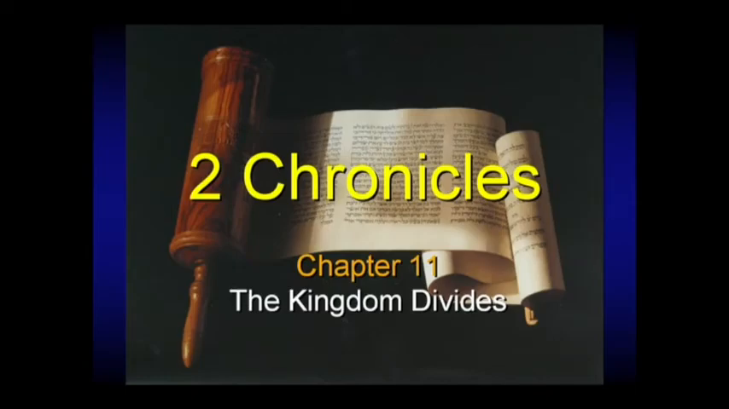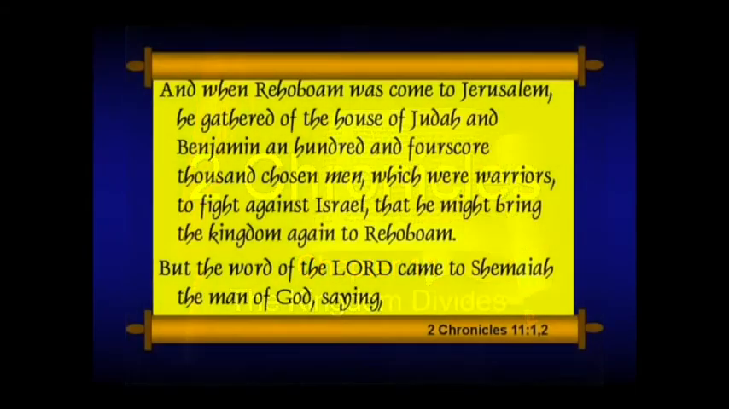So the kingdom divides because of Rehoboam's ill-advised policies. When Rehoboam came to Jerusalem, he gathered the house of Judah and Benjamin and 180,000 chosen men, which were warriors, to fight against Israel.